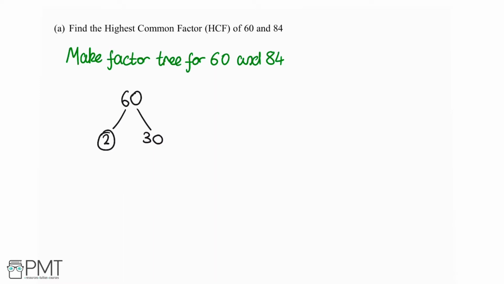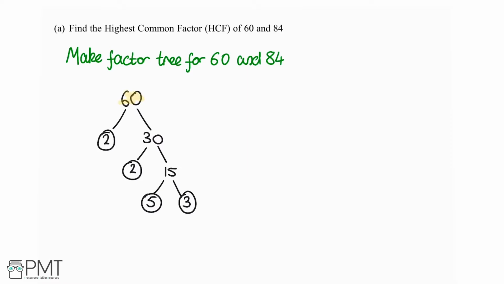Okay, so factors of 30. We could have 2 again and 15. Cool, so this branch has stopped because we got a prime number. But 15 we can carry on. So we can have 3 and 5 there, because 3 multiplied by 5 gives us 15. And now both of these are prime numbers, so we'll circle them. And we see we've got no branches to carry on, so we're all done.